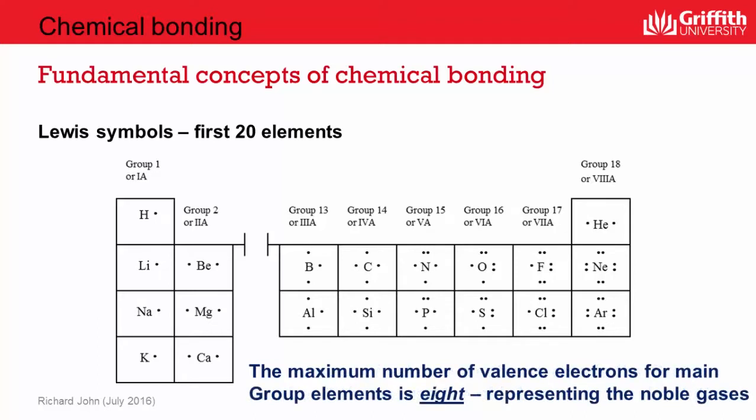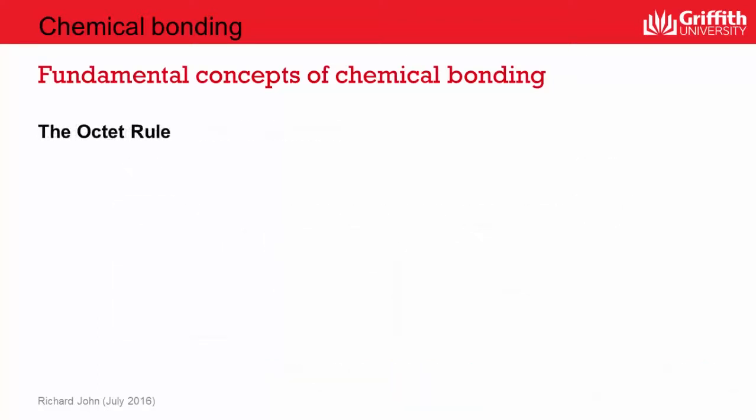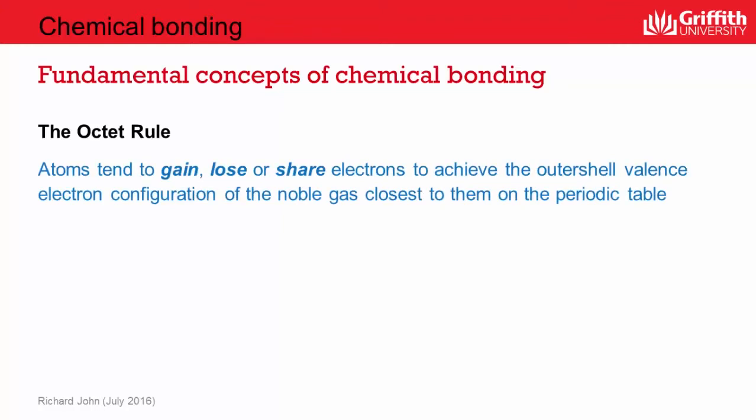The maximum number of valence electrons for main group elements shown here is 8. And we see this only with the noble gases, which, as we've noted several times, have stable electron configurations. And we pursue this idea of a stable 8 electron arrangement in the valence shell by introducing the octet rule. Now, we know that the electron configurations of noble gases are the most stable, and we know that atoms tend to gain, lose or share electrons to achieve the same number of electrons in their outermost shell as the noble gas closest to them in the periodic table.